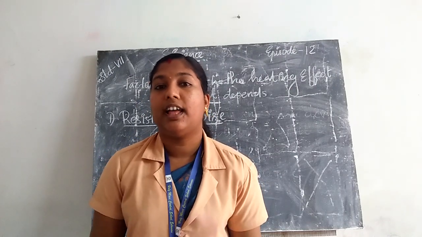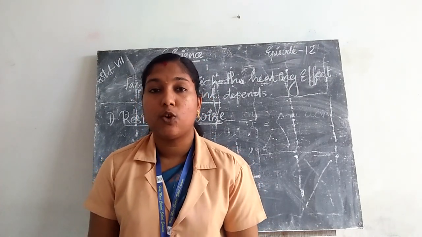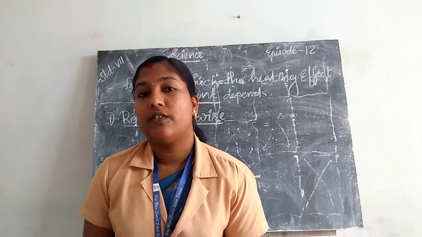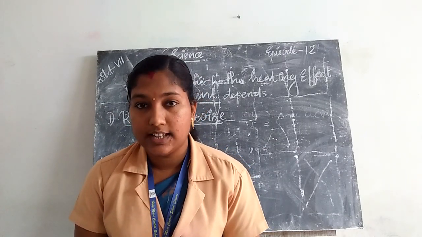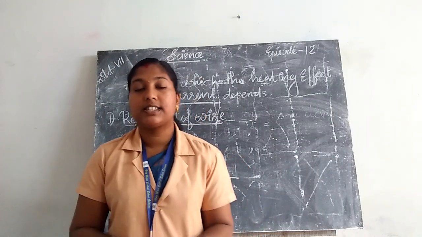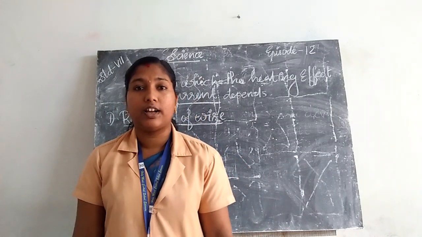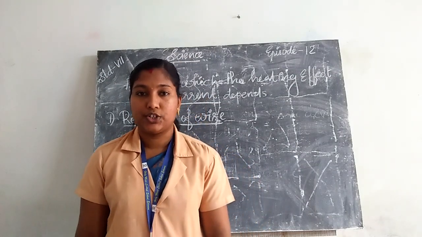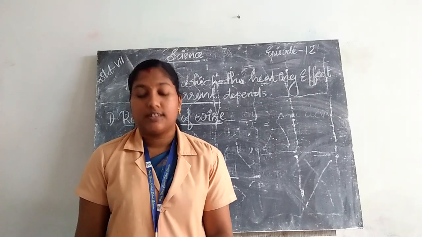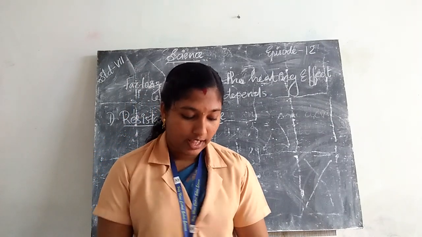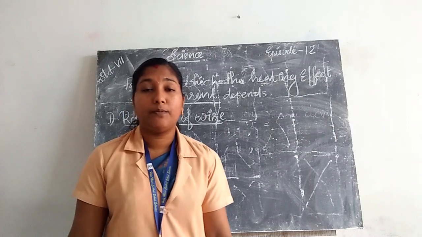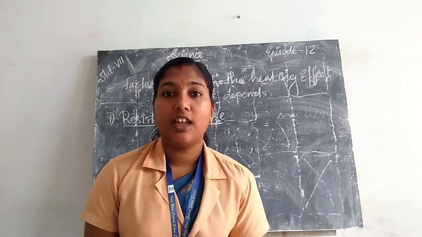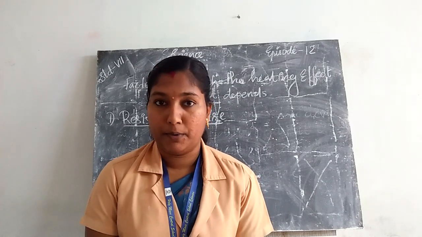One wire is copper and the other one is nichrome. The two wires have equal length and equal thickness, and we also pass the same amount of current for the same duration of time. Then we can find that the nichrome wire will become hotter easily in comparison with the copper wire.